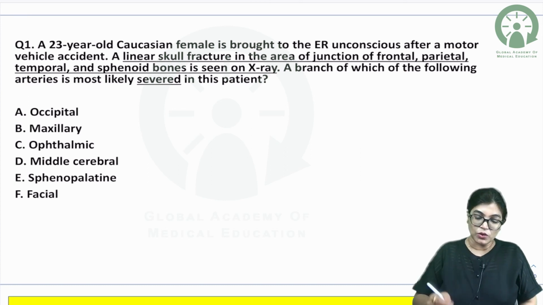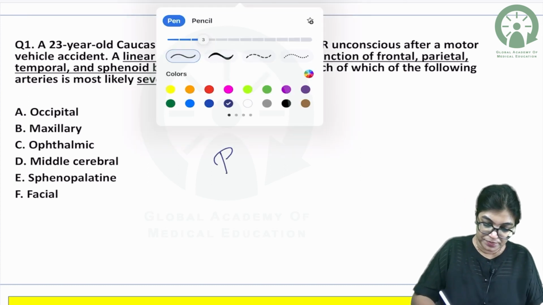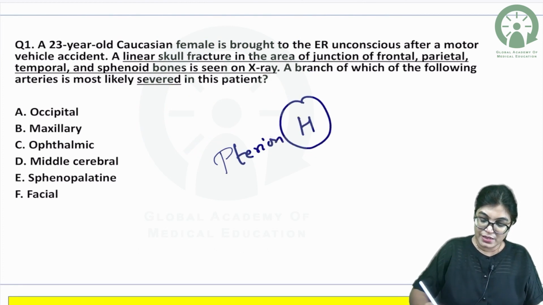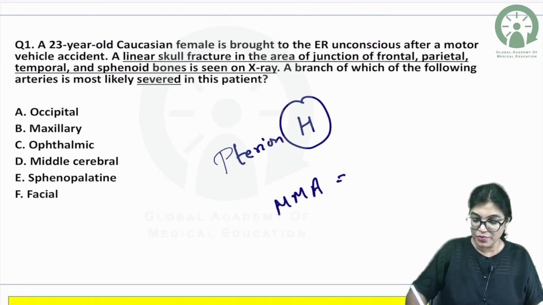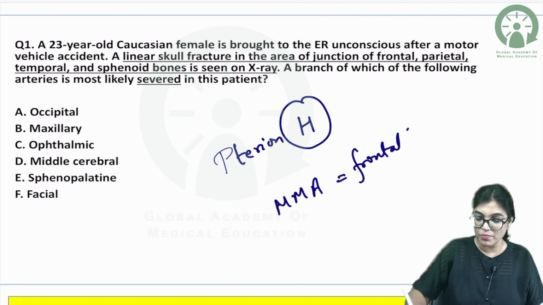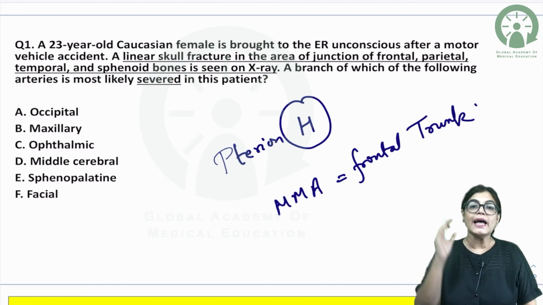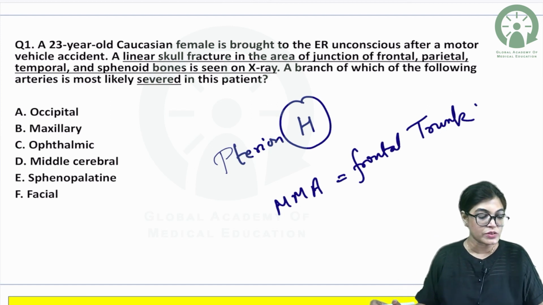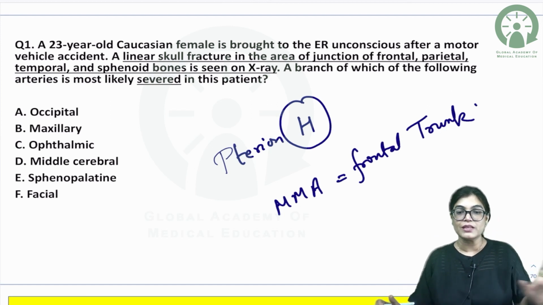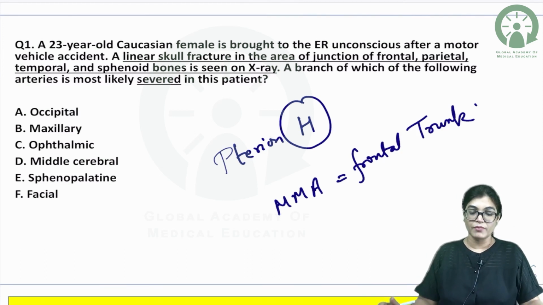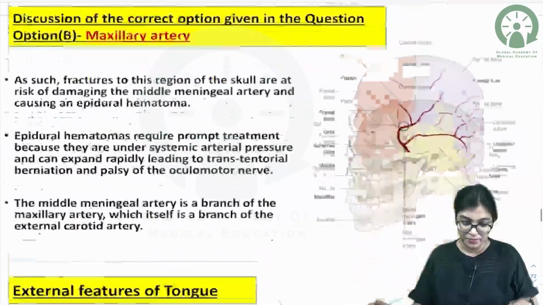So, just now I told you the pterion is the level. Pterion is the H-shaped suture. It is the location of the middle meningeal artery, frontal trunk, and this is the source of bleeding, in which case epidural or extradural hematoma occurs. And my dear aspirants, we also know that the middle meningeal artery is a branch of which artery? The middle meningeal artery is a branch of the maxillary artery. So, the correct answer will be B, maxillary artery.